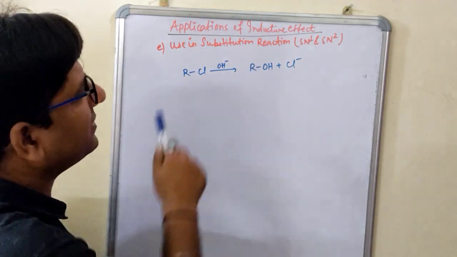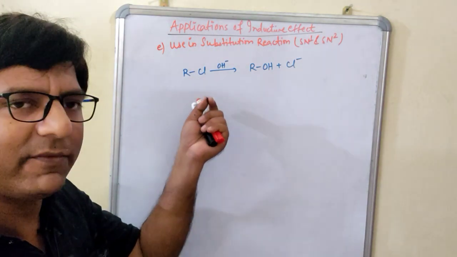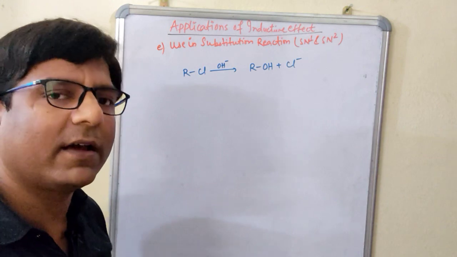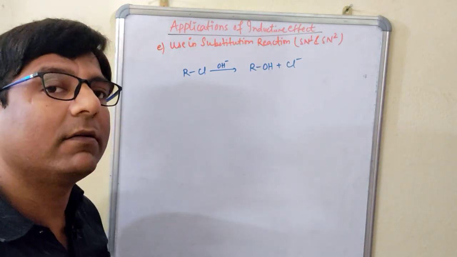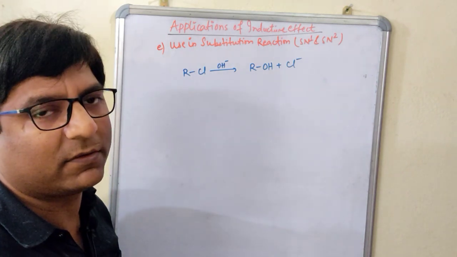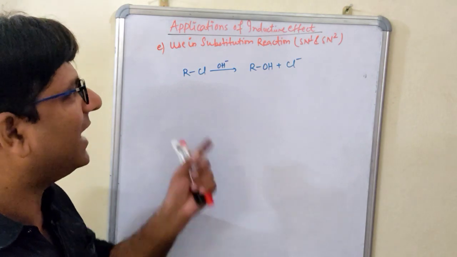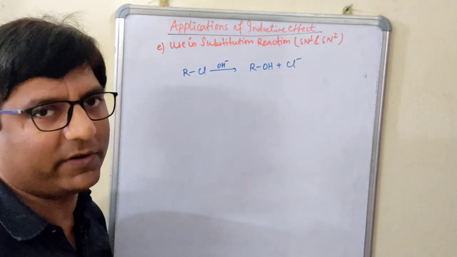Now, using the inductive effect, we can tell which among the following, if I give you 2 to 3 reactions and ask which reaction will occur fast. All 3 are substitution reactions, right? But which will occur fast, at the faster rate, which will give the product? That will be governed with the help of the inductive effect. Now we will see how it will be.